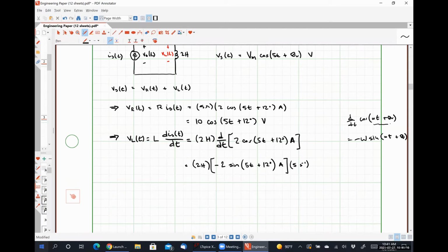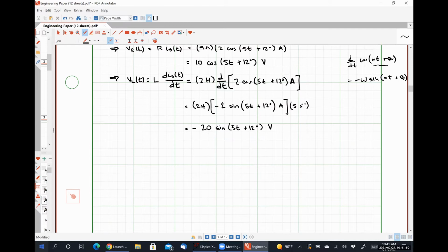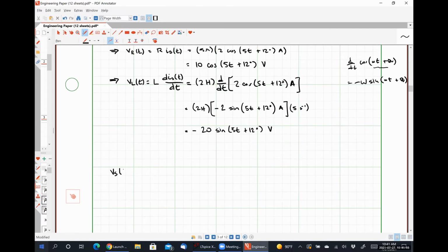Yes. All right. So when I multiply all of these numbers together, I have 2 times negative 2 times 5, so that's going to be negative 20. So I will have negative 20 sine(5t plus 12 degrees) volts. So I'm going to give myself a little bit of room here to manipulate things. But right now, we could see that our source voltage Vs of t is then 10 cosine(5t plus 12 degrees) minus 20 sine(5t plus 12 degrees) volts.